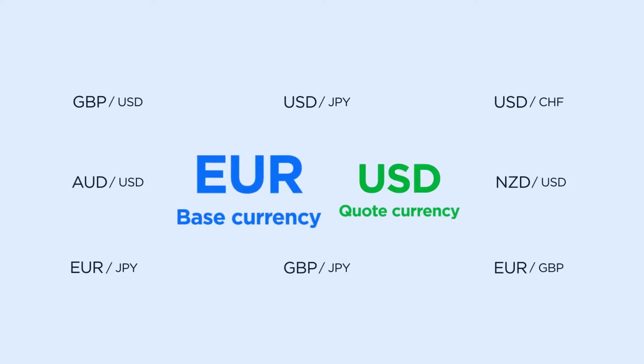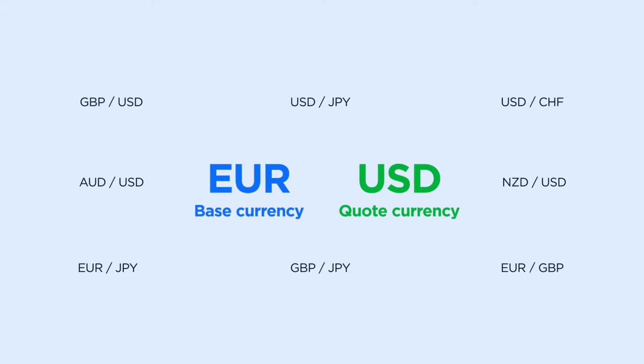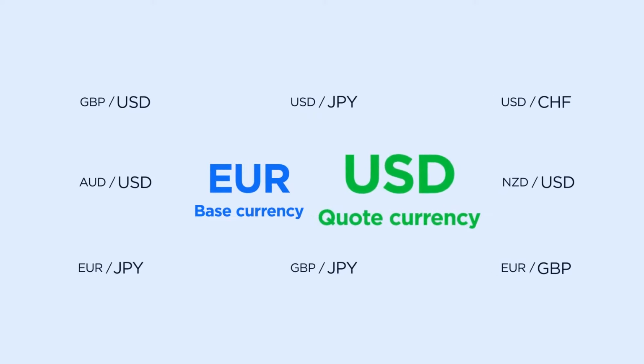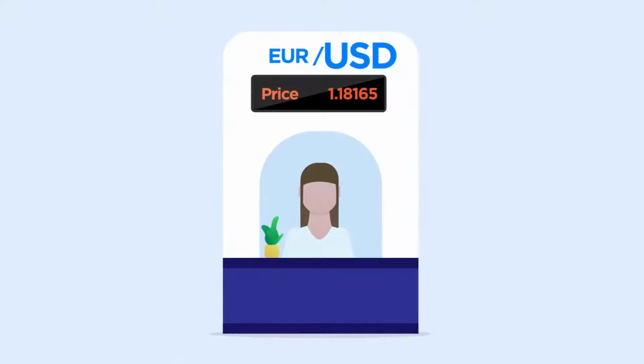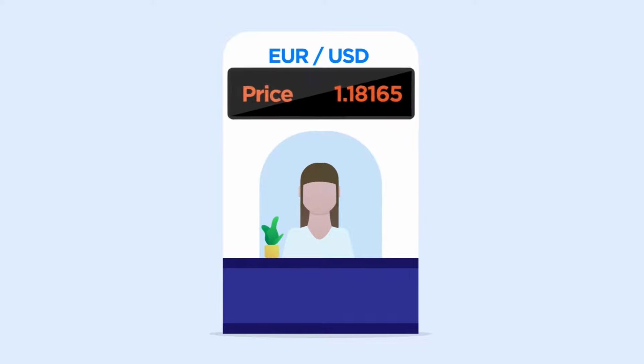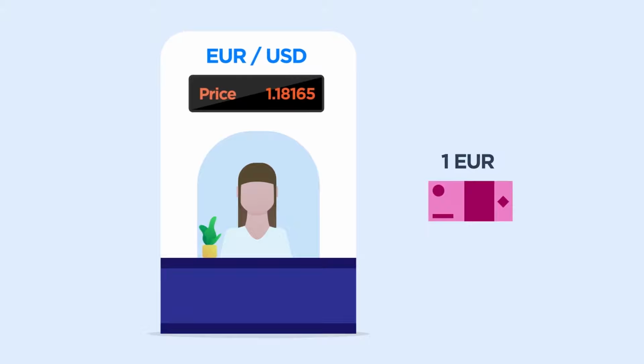Currency pairs. In the Forex market, currencies are quoted in pairs. The first currency in a pair is the base currency, and the second one is the quote currency. The price of a pair indicates how much of the quote currency is needed to buy or sell 1 unit of the base currency. If the price of Euro-US dollar is 1.18165, then to buy 1 euro you need to spend 1.18165 US dollars.